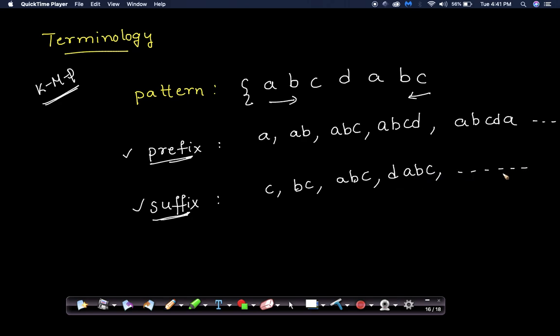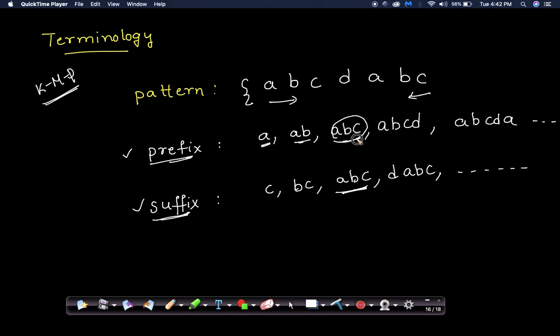And so on. If you carefully notice, is there any prefix which is the same as a suffix? I'm going to compare: is a present in the suffixes or not? In this case no, right? And is ab present? No. And abc, yes, there is a match.